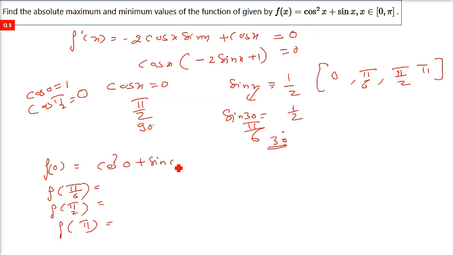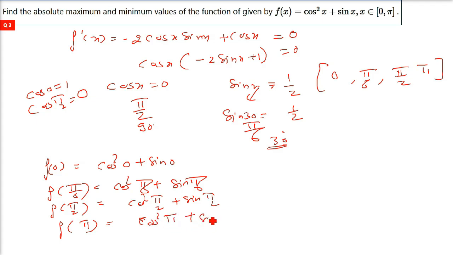Cos square 0 plus sin 0. Please remember I am placing this in the original equation, which is cos square x plus sin x. Again I am placing all these values here in order to show you that among all these four, one will be absolute minimum, one will be absolute maximum. Cos 0 is 1, sin 0 is 0, it gives you 1.